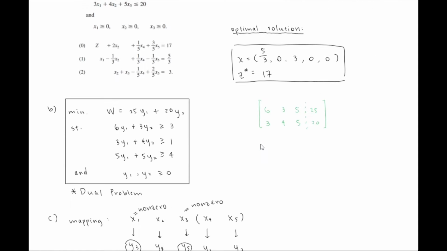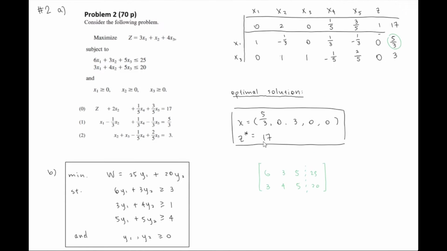For part B, we want to construct the dual problem. Now I want to leave the primal problem up here while we construct the dual problem because it's convenient to know the coefficients and some of the values from the primal problem. So first I wrote out this matrix containing the constraints from the primal problem, just so that later it's easier for me to read the transposed matrix from this original matrix.